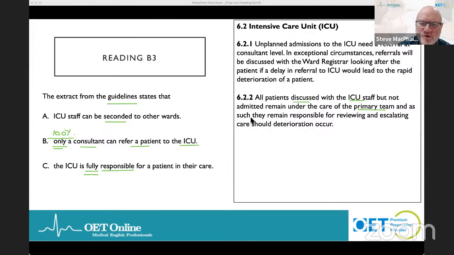I've got a question, everyone. What does "they" mean here? We're going to be very careful about this. Can anyone tell me what "they" means in 6.2? Does it mean the patients? Does it mean the ICU staff? Or does it mean the primary team? You've got three choices there. They remain responsible for reviewing and escalating care should deterioration occur. So who remains responsible? The patients, the ICU staff, or the primary team? What do you think, everyone?